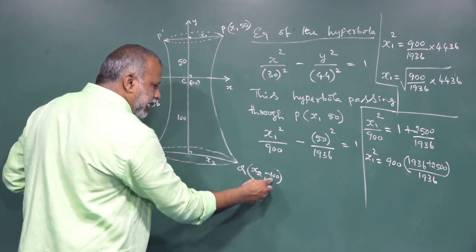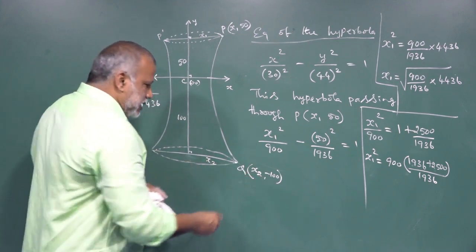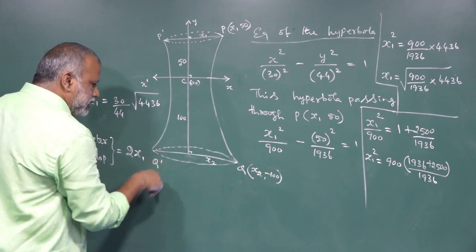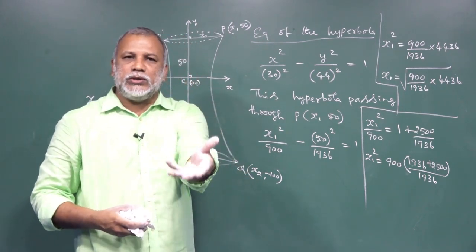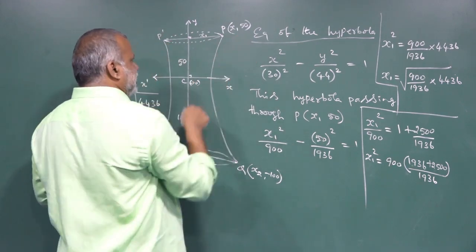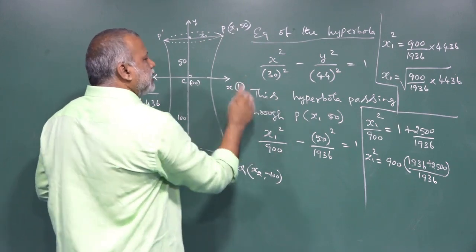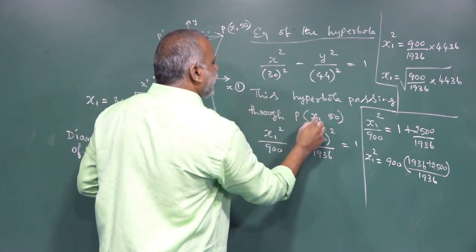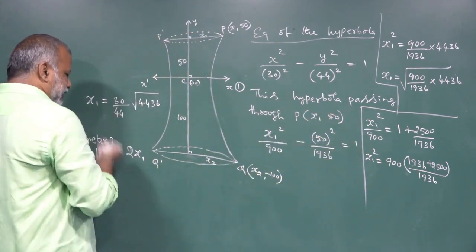So x2, minus 100, x2 is unknown. We need to find the value of x2. Say this is Q, this is Q dash, because Q dash is the diameter of the bottom we are going to find. Now listen, the same concept. This is the first condition. Observe, this is question number 1. We worked out this hyperbola passing through the point P of x1 comma 50. Substitute and simplify, we can get the first result.